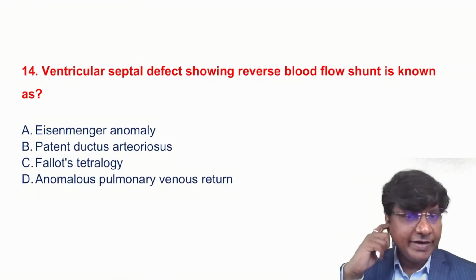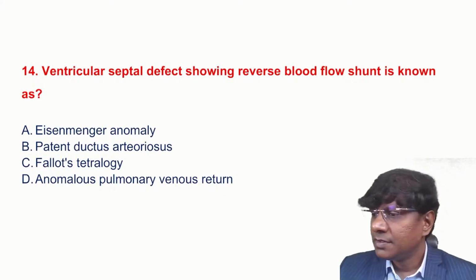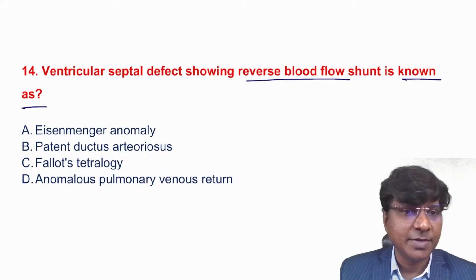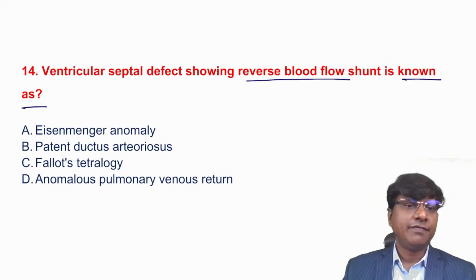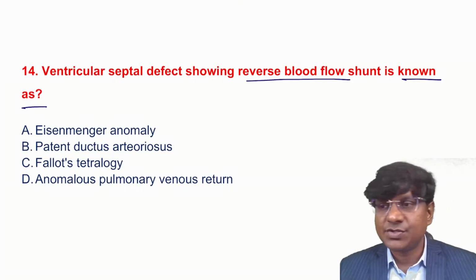Okay. So ventricular septal defect showing reverse blood flow shunt is known as: Eisenmenger anomaly, patent ductus arteriosus, Fallot's tetralogy, anomalous pulmonary venous return.